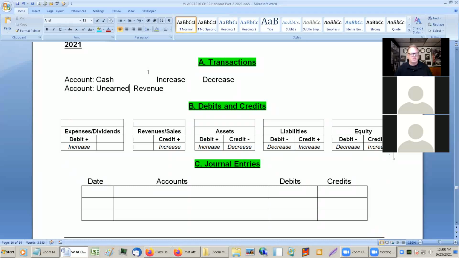Okay, so this will be unearned revenue, and hopefully you didn't delete these. Okay, so cash is increasing. And this is a liability. It's also increasing. So this is kind of a weird thing, this unearned revenue.